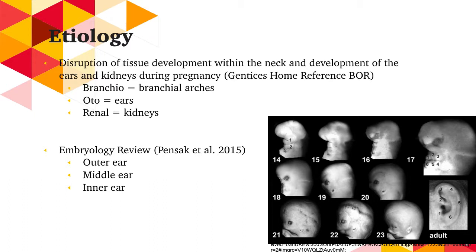And then in the inner ear, we have the organ of Corti and the cochlear duct, which arise from the otic vesicle. So as far as the pinna and the ossicular chain go, keep that in mind since those two are derived from the branchial arches, and we just explained that it starts with a disruption in tissue development in the branchial arches.